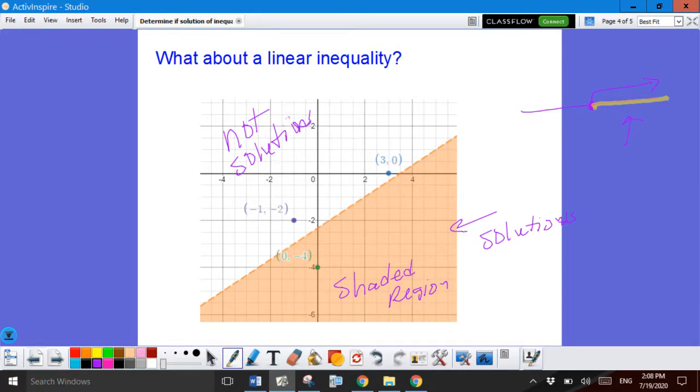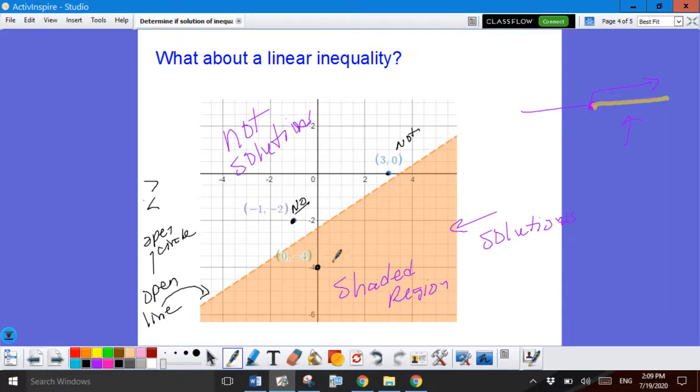Now, the other thing that I want you to notice is look at this line. That is an open line. So the open line is the same as an open circle. So that would mean we're either looking at greater than or equal to or less than or equal to. It doesn't have the line underneath to make it equal. So if I'm looking at points, this point right here is not a solution. Neither is this one. It is not a solution.